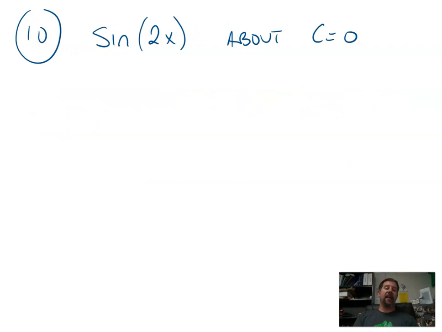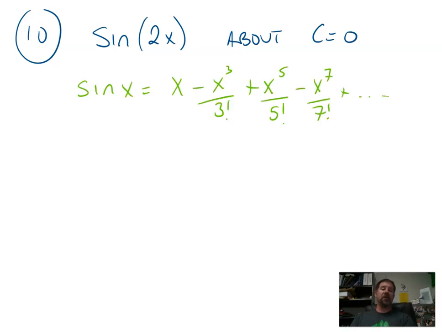And 10, again, just going to move to a new function, but kind of the same idea. We want the power series for sine of 2x. So in this case, I think we'd use sine of x. If you remember, the Maclaurin series for sine of x is x minus x cubed over 3 factorial, plus x to the 5th over 5 factorial, minus x to the 7th over 7 factorial. But now, again, we're just going to use substitution, and we're going to plug in 2x for all those x's.